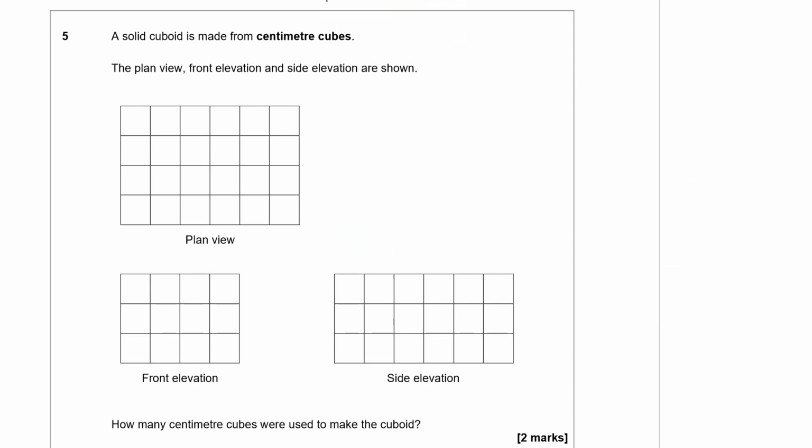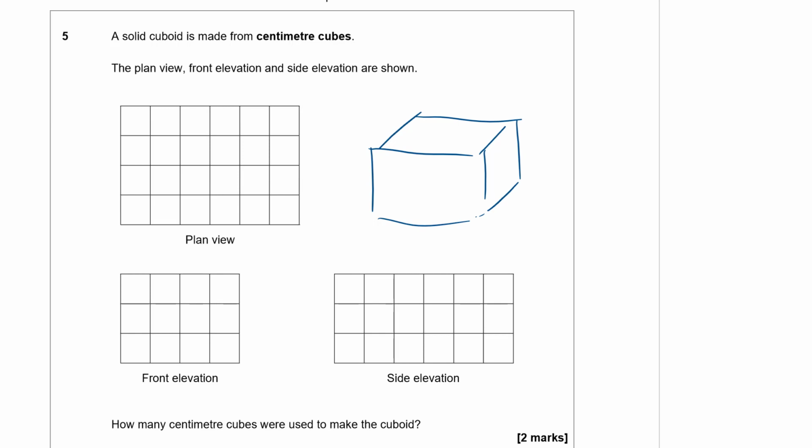In question 5, we're told that a solid cuboid is made of centimetre cubes, and I'm given the plan, the front and the side elevation. Now, in order to get a better understanding of this, I'm just going to quickly sketch a cuboid. You can see my drawing skills haven't improved.